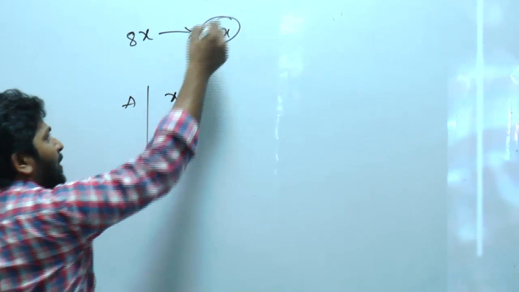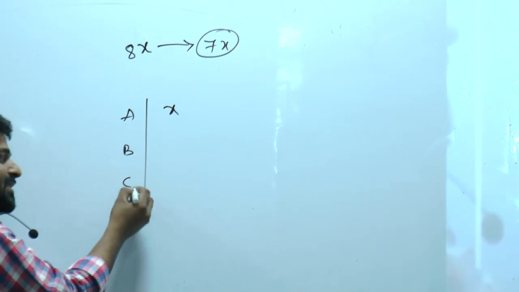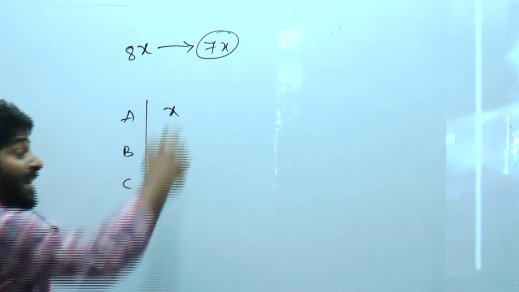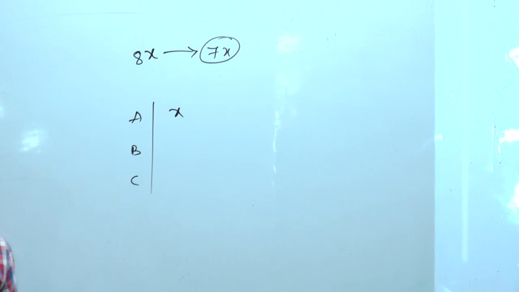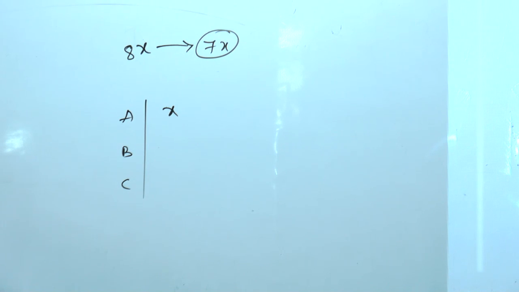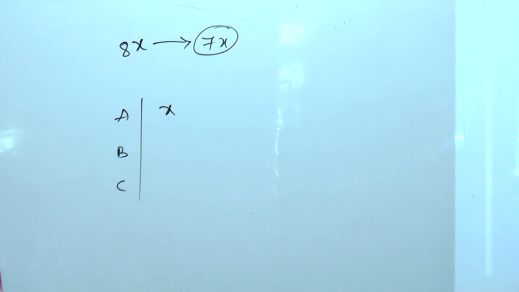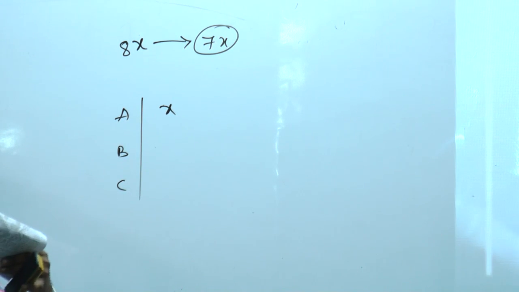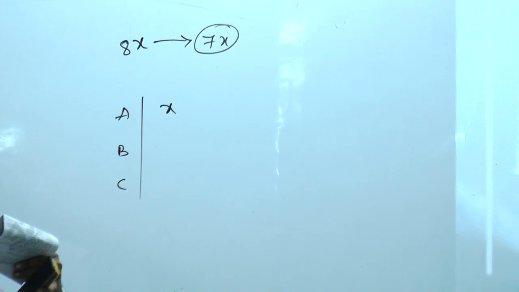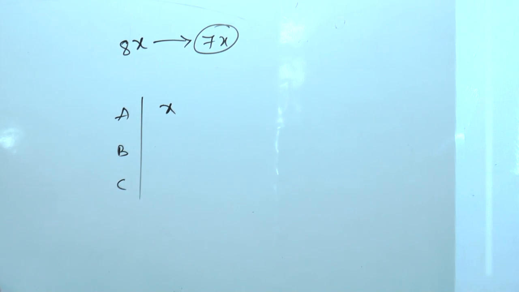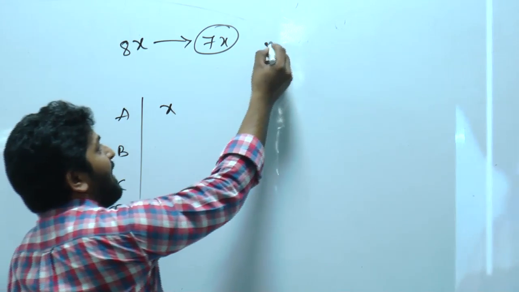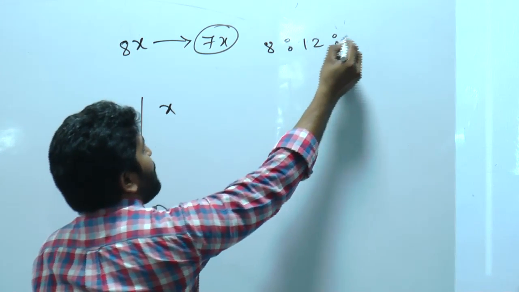7X. Now A, B, C are going to share 7X in terms of their investment multiplied by time ratio. The time periods are the same. So the investment ratio becomes A invested 8,000, B 12,000, C 15,000. So the investment ratio becomes 8:12:15.